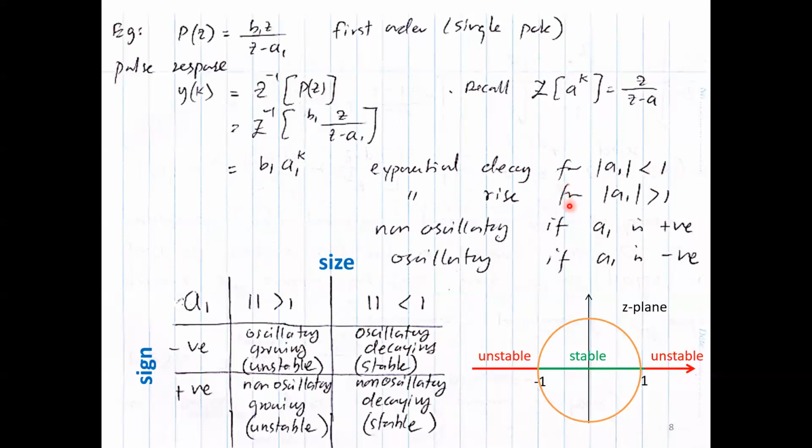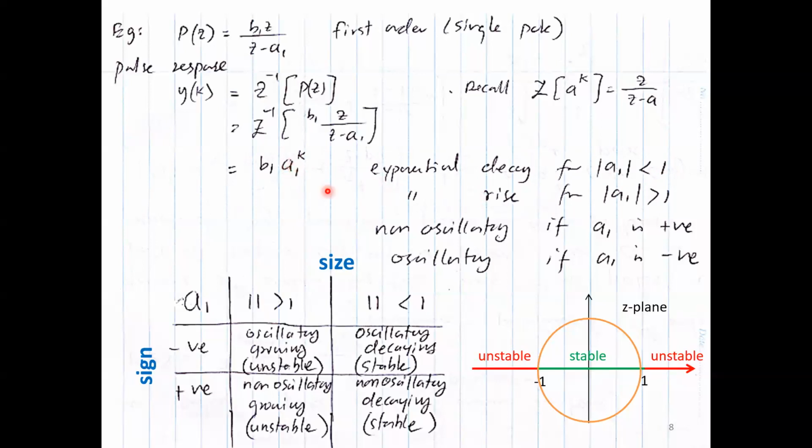If A1 is greater than 1, when you raise it to the power K, it will increase, it will rise, okay? It will grow exponentially. So we call it an unstable system.